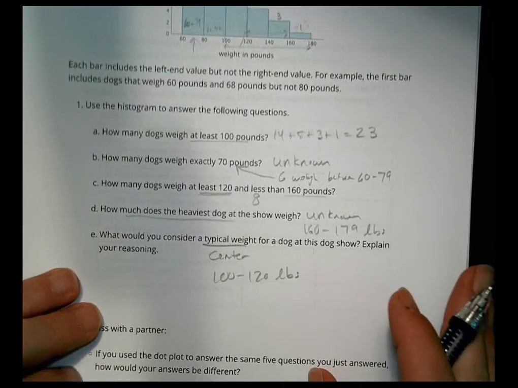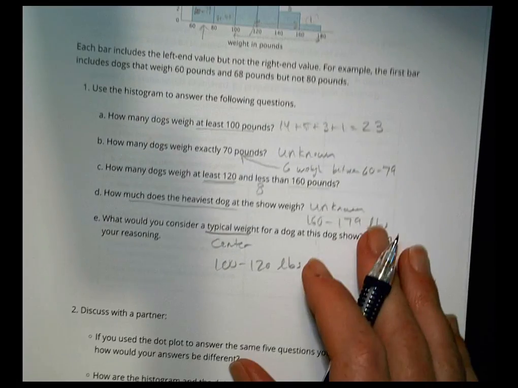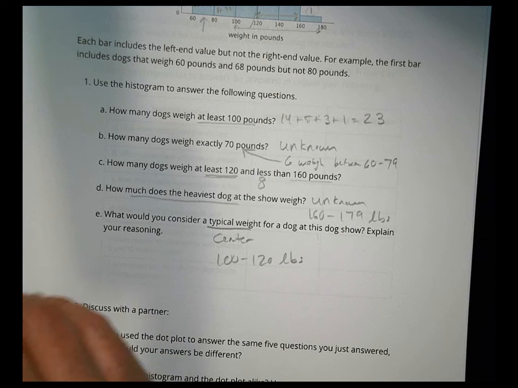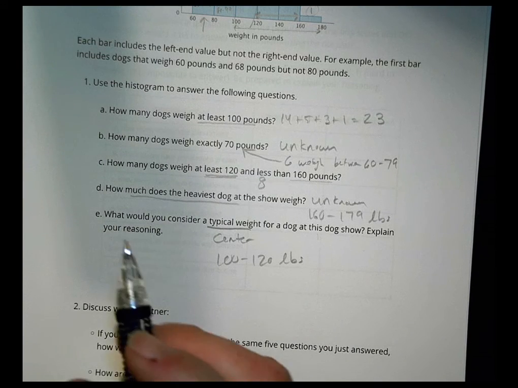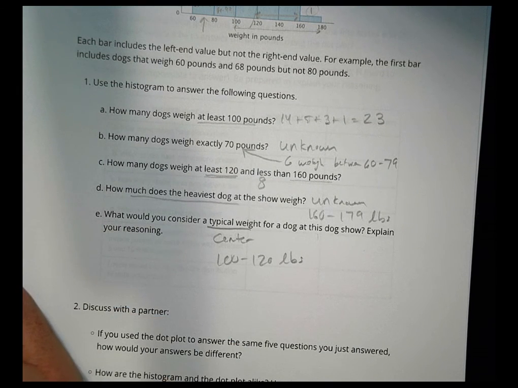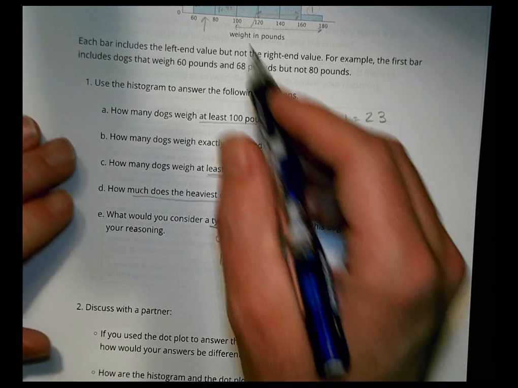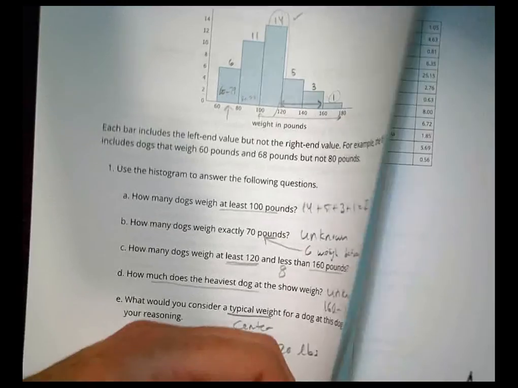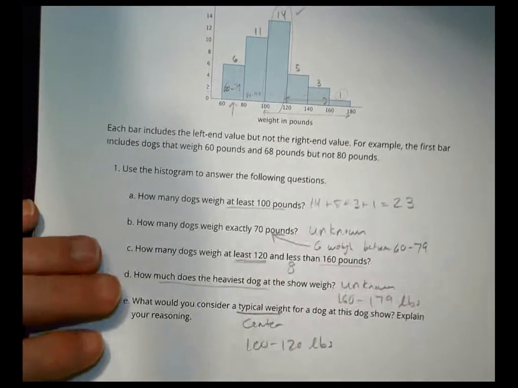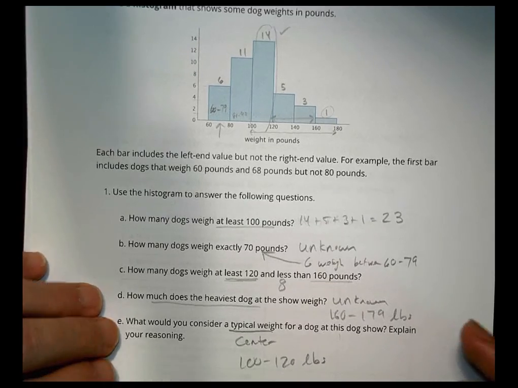Okay? So how are they alike? How are they different? Well, the way that they're alike is they have the same values and the same spread. The difference is that the dot plot is going to be much more precise, and a histogram is going to have more of a range of numbers that it represents.